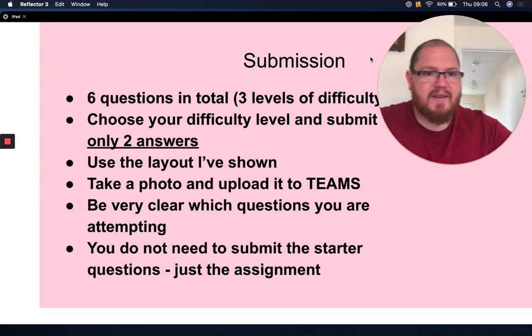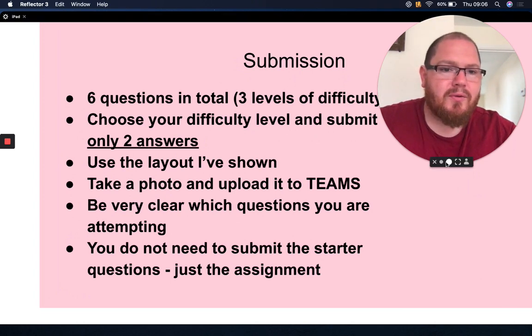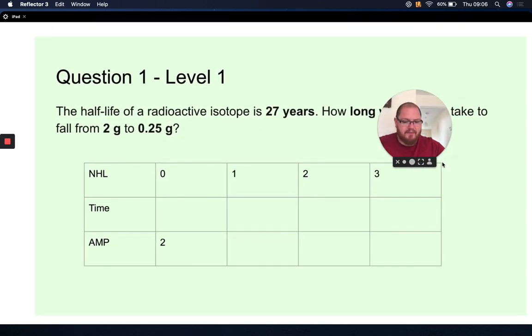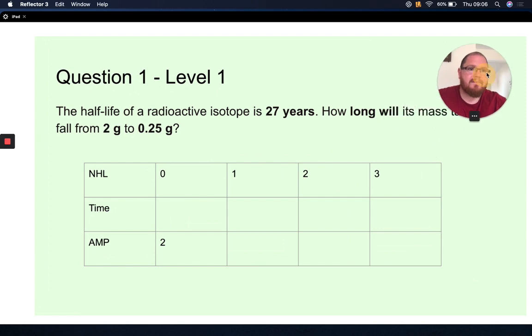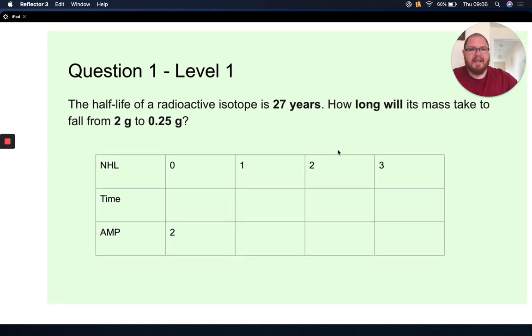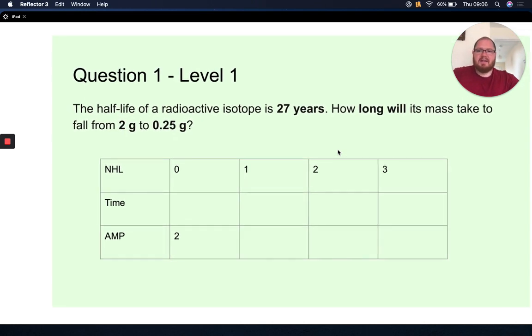So I'm going to go through these now. I'm just going to minimize this. I'm going to go through the questions. So this is your first one. This is level 1. Let me just move this up here. So question 1, level 1. So this is the quite easy ones, okay? So it says that the half-life of a radioactive isotope is 27 years. How long will its mass take to fall from 2 grams to 0.25?